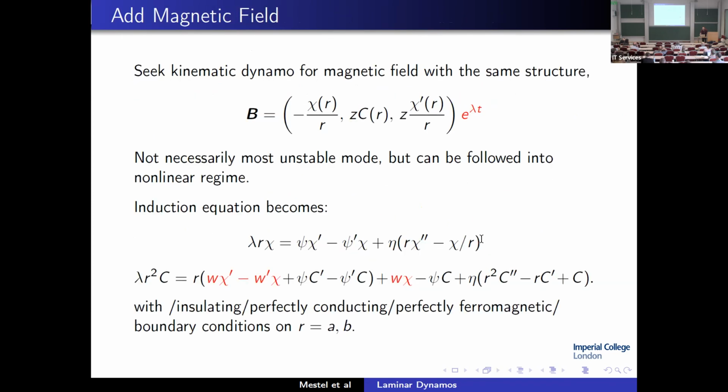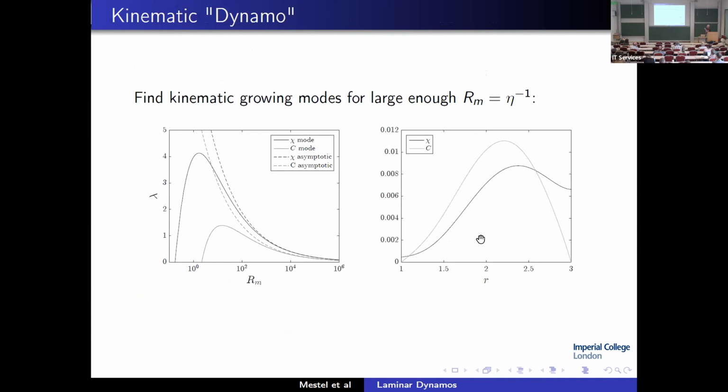Must have been here, okay? And you find the sort of picture you'd expect. There's some critical Rm, above which it grows, it saturates, and the growth rate decays to zero as Rm goes to infinity. And you can do asymptotics in that limit, and you get the coefficients of Rm to the minus a third, and those are the dotted lines in the curve on the left. So it all works fine. And the eigenfunctions are not particularly interesting, they're just drawn on the right.